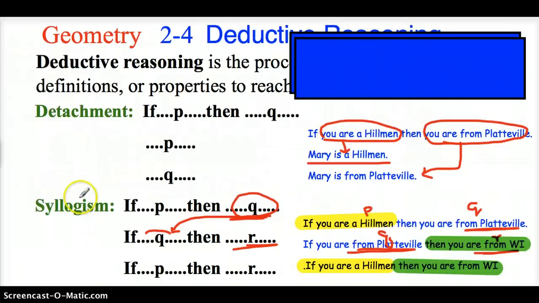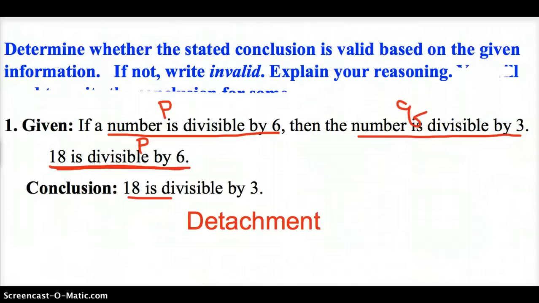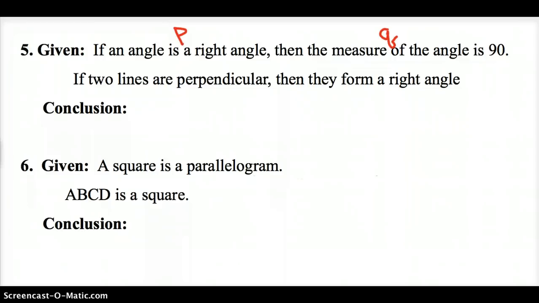Looking back on my notes, syllogism had if-then statement, if-then statement, if-then statement. I haven't done any syllogism ones yet, but this one here that we're working on, people, it looks like a syllogism one because I have if-then and then I have another if-then. Now I caution you because remember it went P, Q, then Q, R. Here we're talking about the measure of an angle being 90. And here I'm talking about perpendicular.